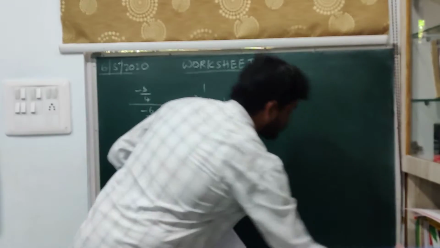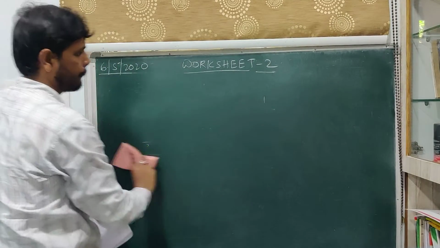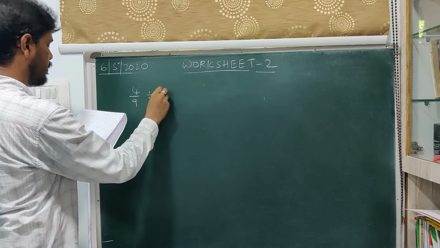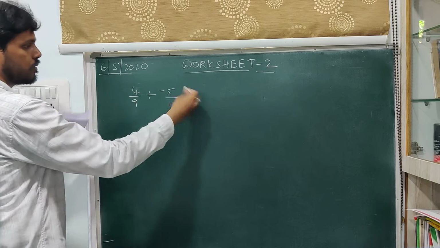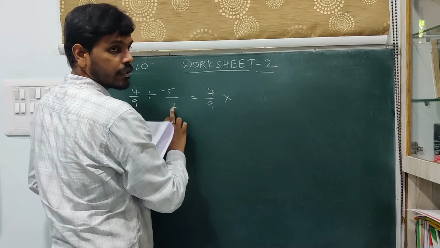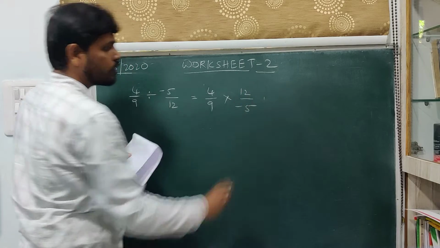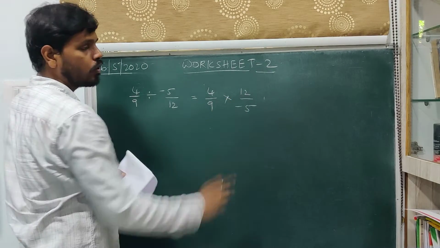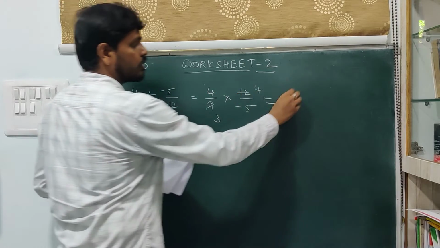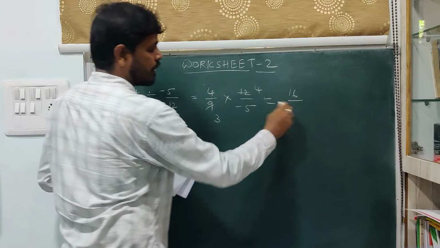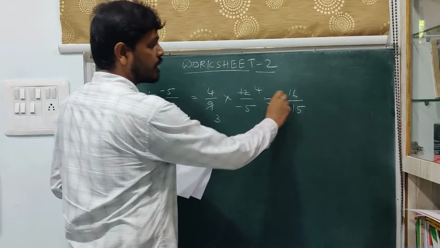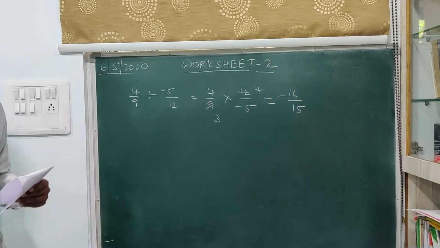Next. 4 by 9 divided by minus 5 by 12. Now this you can write as 4 by 9. Convert this division into multiplication and take the reciprocal of this: 12 by minus 5. Now 9 and 12 will go in the same table, the 3 table. 3 3s are 9, 3 4s are 12. Now multiply. 4 into 4 is 16. 3 into minus 5, or 3 into 5, is 15. This is a positive number, negative number. Numbers of different signs, you will arrive at a negative number. So this is minus 16 by 15.